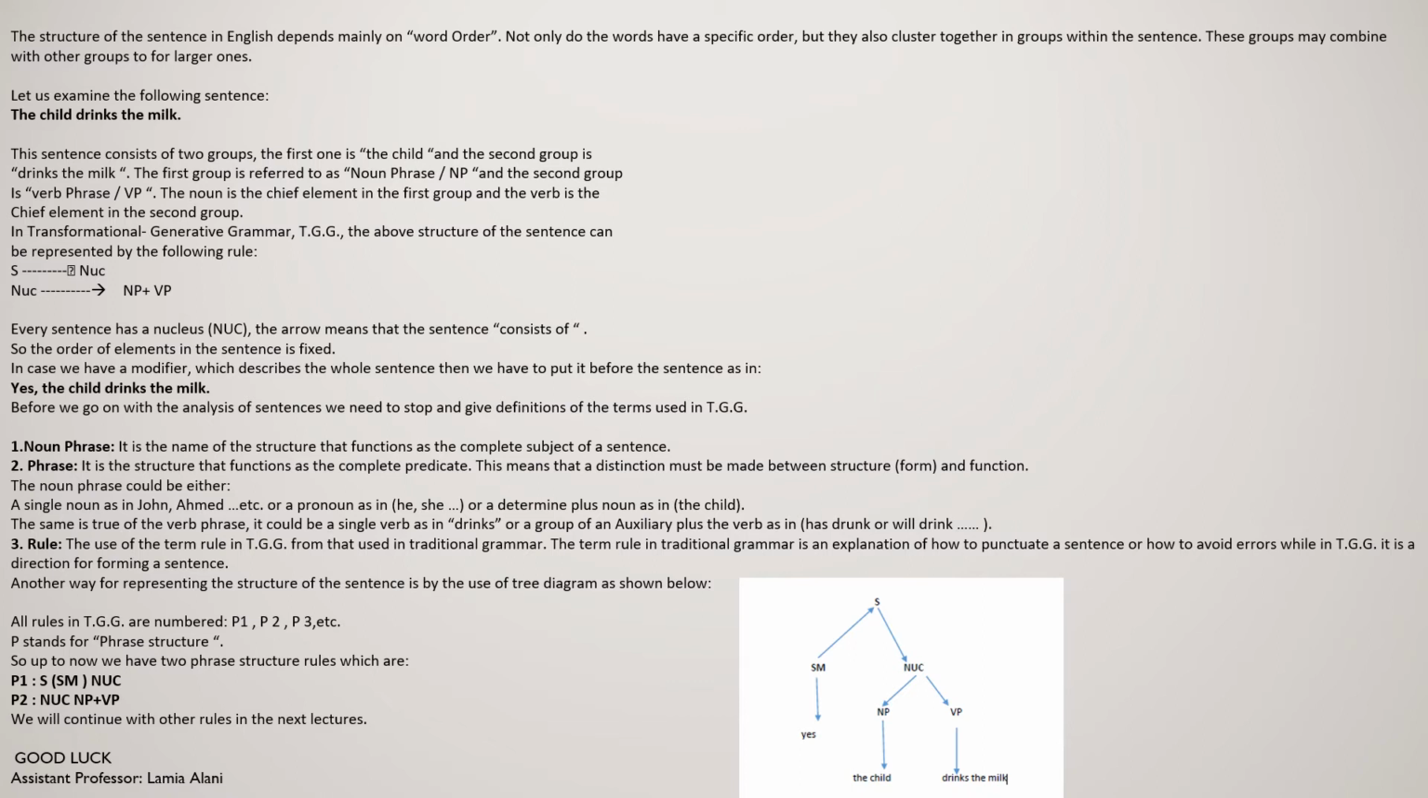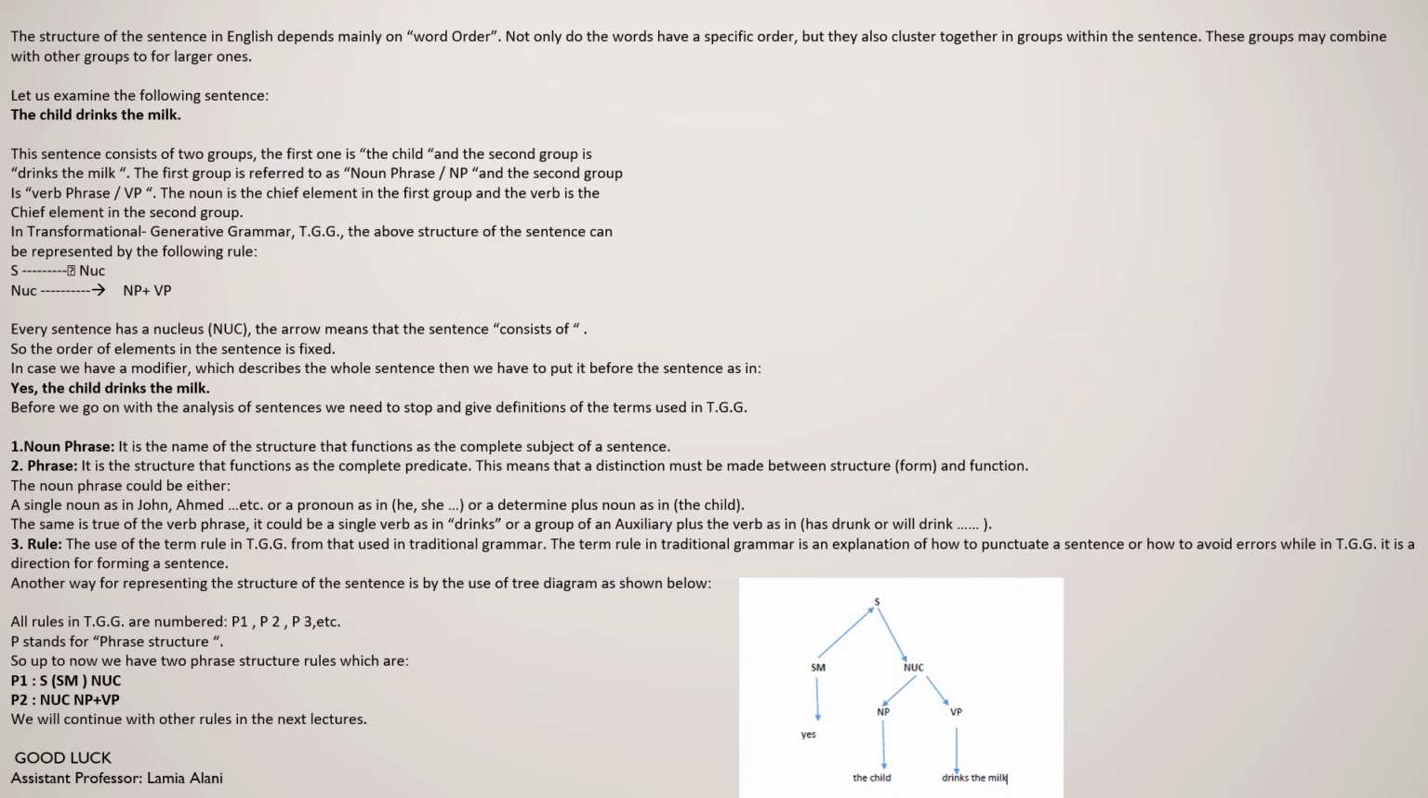So this means that a distinction must be made between form or structure and function. So what is the form of the child? It is a noun phrase. But what is the function of the child? It is the subject of the sentence. What is the form or the structure of drinks the milk? It is the verb phrase. The function is the predicate. So the sentence here consists of two parts, the noun phrase and verb phrase.